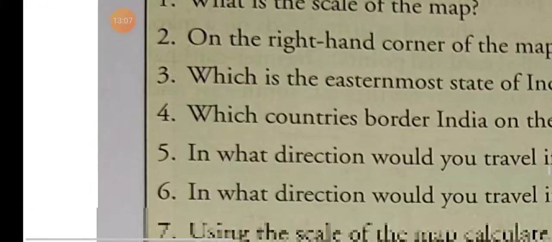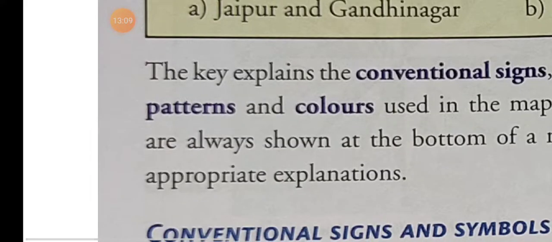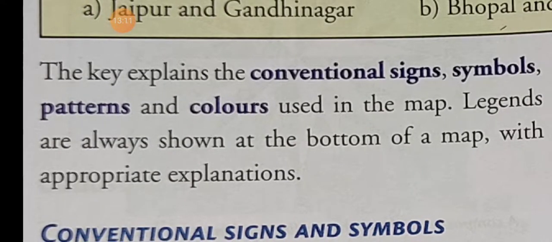Next, key or legend. The key or legend of a map helps us to interpret and understand the information content in it. The key explains the conventional signs, symbols, patterns and colors used in a map, and legends are also shown at the bottom of a map with appropriate explanation.